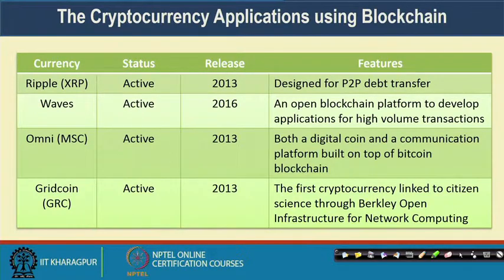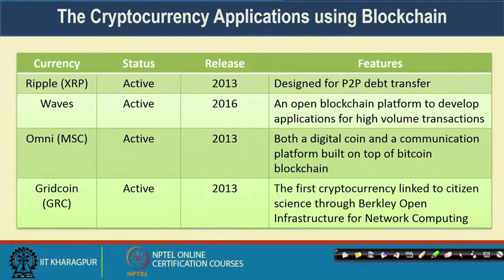In 2016 we saw Waves, an open blockchain platform to develop applications for high volume transactions. It supported significantly higher throughput compared to Bitcoin, but it has a limitation: it cannot support a large number of nodes in the network. That is indeed a trade-off which we will explore later on. Then there was a currency called Omni, which came in 2013, used both as a digital coin and at the same time as a communication platform built on top of the Bitcoin blockchain.